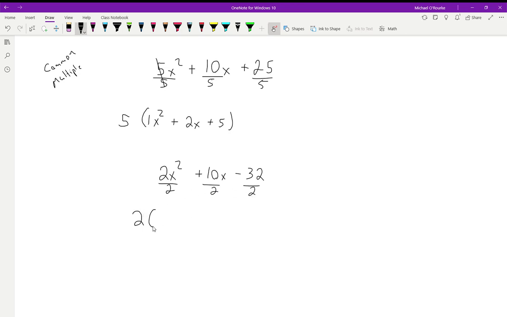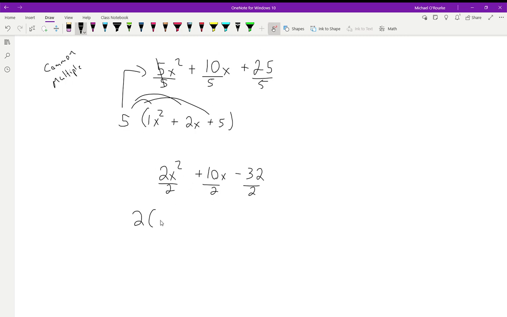Because if we divide everything by 2, I'll go back up here. If we divide everything by 5, we could multiply by 5 again, and we end up with our original equation again. 5 times 1 is 5x squared. 5 times 2x is 10x. 5 times 5 is 25.